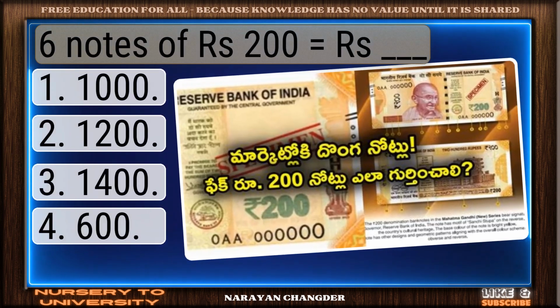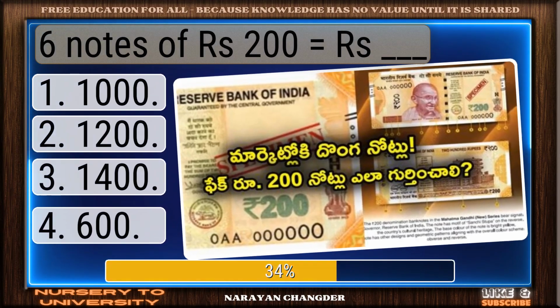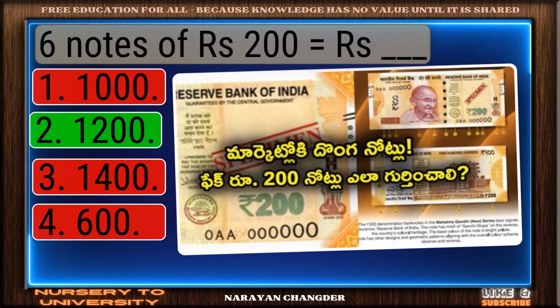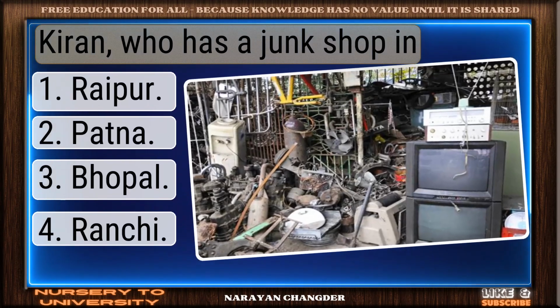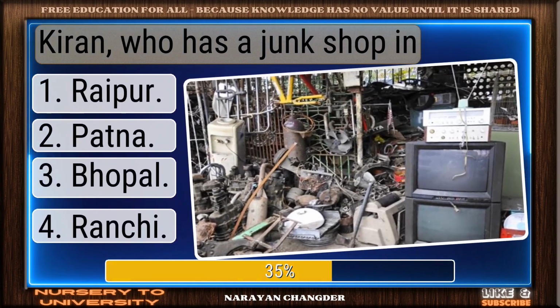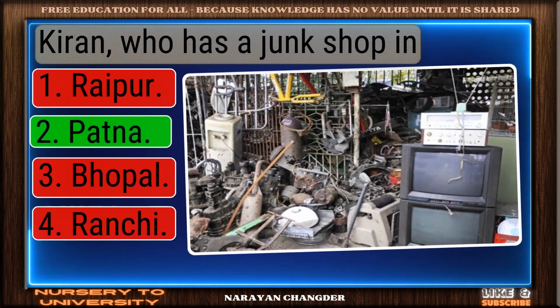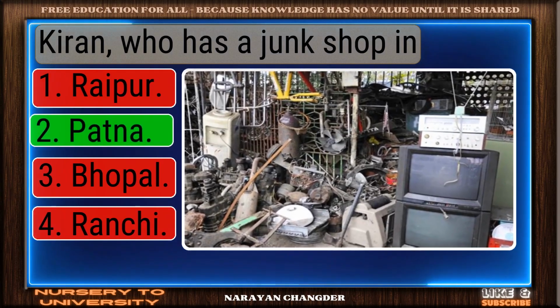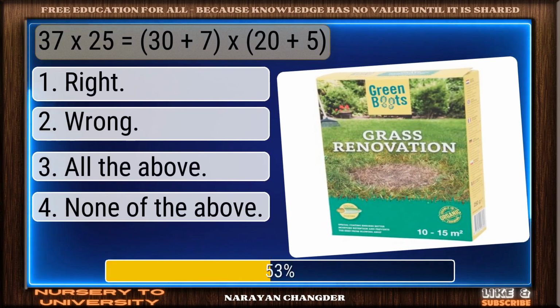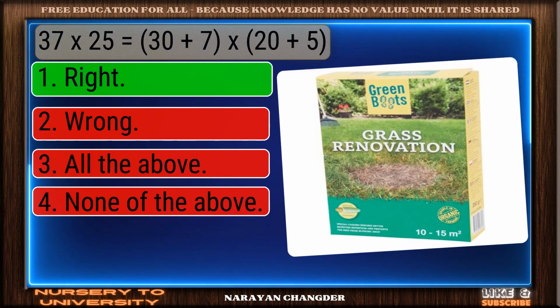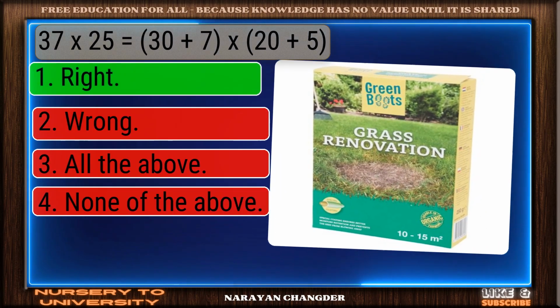6 notes of Rs200 equal to Rs dash. On track. 1200 is the correct answer. Kiran, who has a junk shop in? Good job. Your answer Patna works well here. 3625 equal to. Great thinking. Right is the right choice.